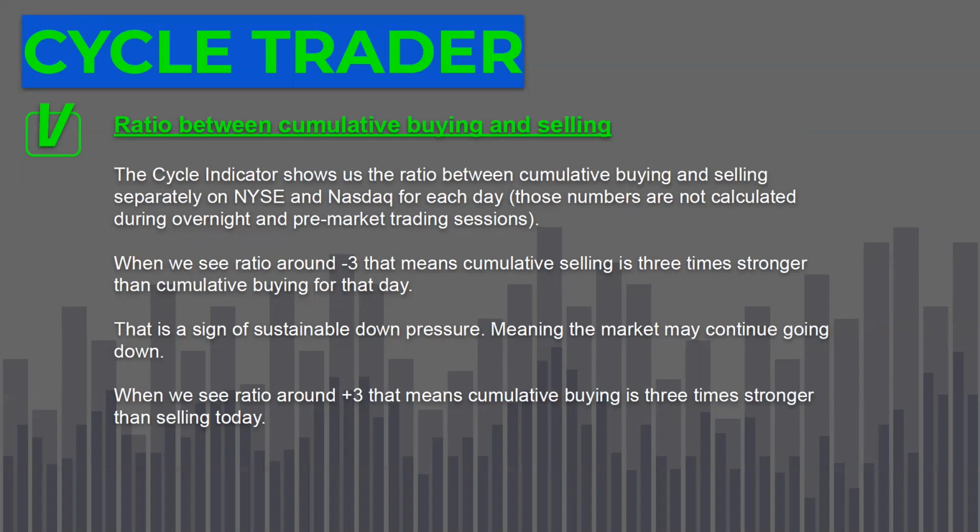When we see a ratio around -3, that means cumulative selling is 3 times stronger than cumulative buying for that specific day. That is a sign of sustainable down pressure, meaning the market may continue going down. When we see a ratio around +3, that means cumulative buying is 3 times stronger than selling today.